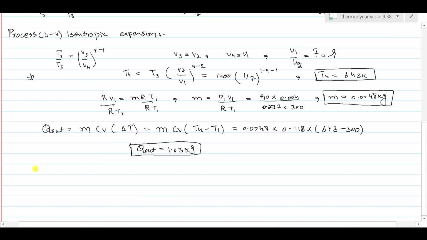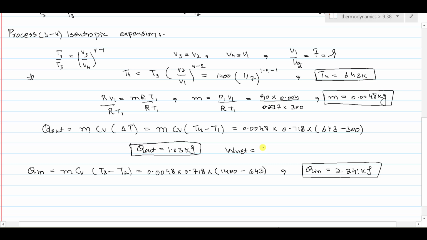Next is to find the heat that is added in process 2 to 3, and it is equal to the mass of the working fluid times CV times the change in temperature from process 2 to 3. After simplification on calculators, you will get the heat that is added during this cycle, or the heat that is supplied, that is 2.241 kilojoule. Now the net work output is equal to Q in minus Q out. After solving this, you will get the net work output, that is 1.21 kilojoule.